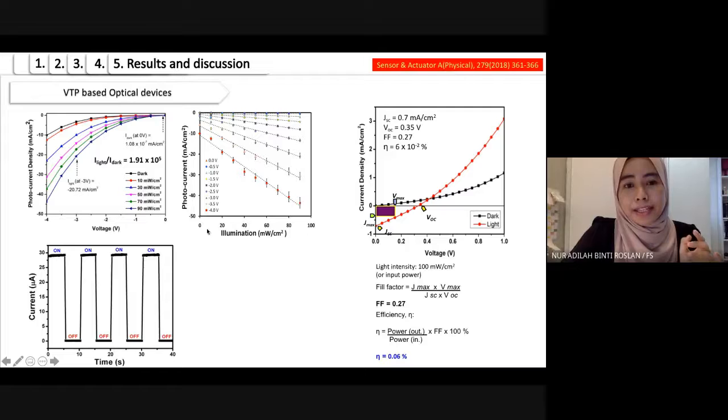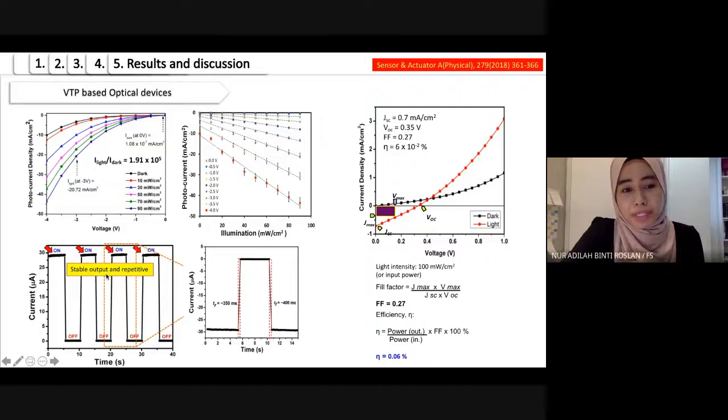And then the second figure here shows that as I varied the voltage, it is also responsive; I mean, the photocurrent density is improving. And here is the time response and recovery, in which I switch the light on and off. It shows a stable and repetitive output, with a rising time of 350 milliseconds and a fall time of 40 milliseconds. So the output is quite fast, and it is a stable output.